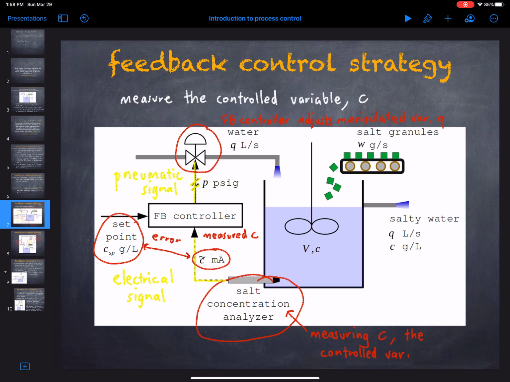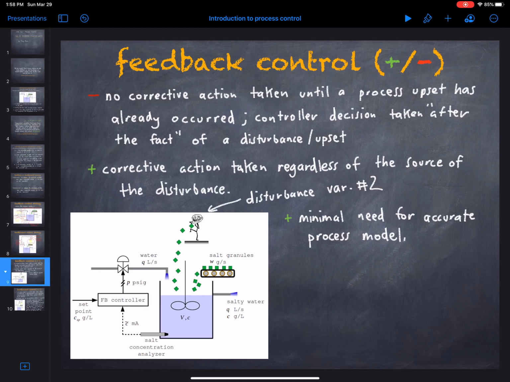In contrast, in feedback control, the great thing about it is that corrective action is taken regardless of the source of the disturbance, and there's a very minimal need for an accurate process model in order to know how to open or close the valve based on the measurement of the salt concentration. And the downside of feedback control, of course, is that by the time you take action with your controller, the process has already been upset. The water is already too salty or not salty enough.